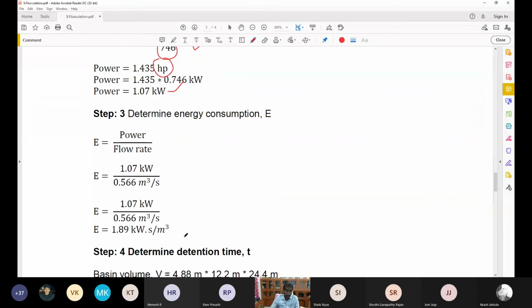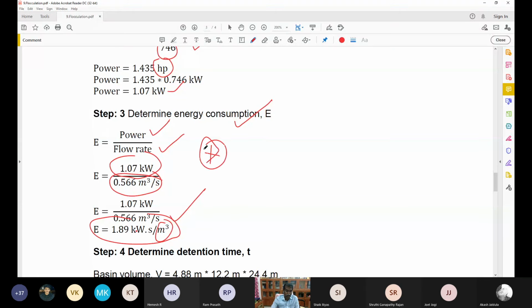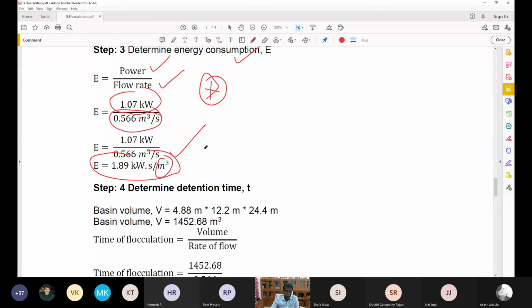And the energy consumption is equal to the total power supplied divided by the flow rate. So you can calculate that directly. 1.07, which you calculated in the previous step, divided by 0.566 meter cube per second. Thereby the energy consumption is 1.89 kilowatt seconds per meter cube of volume. Is it okay? This is also important, the energy consumption. Is it fine?